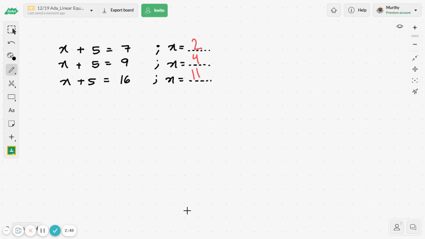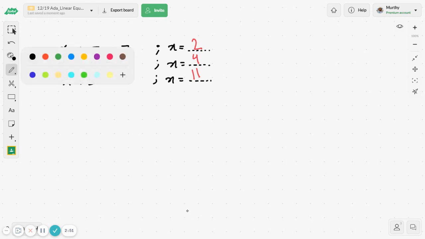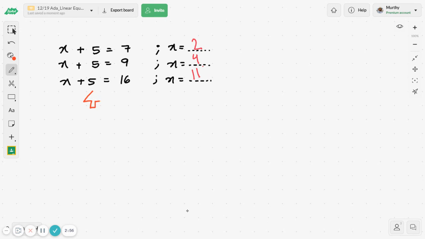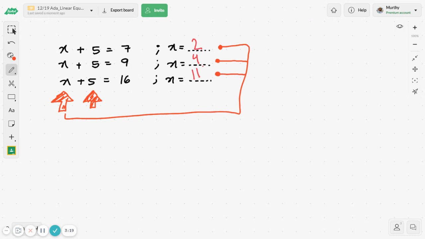Now you see that the value of 5 always stays the same. What is the value of 5? It is always 5, right? But when it comes to the value of x, it changes. It depends upon the question. So I'm getting different values. Once the value of x is 2, once it is 4, once it is 11. So it changes from one question to another.